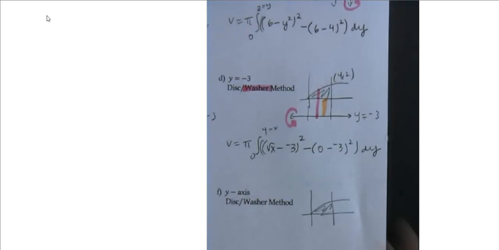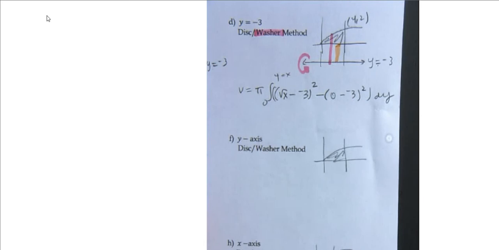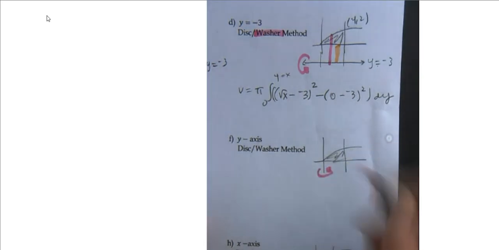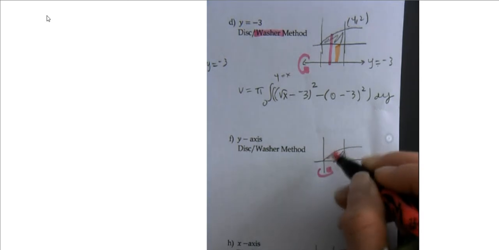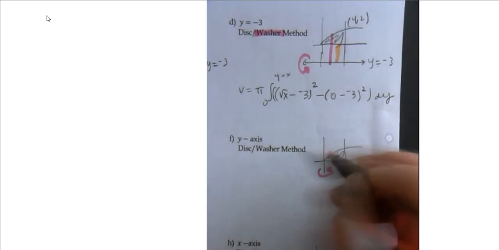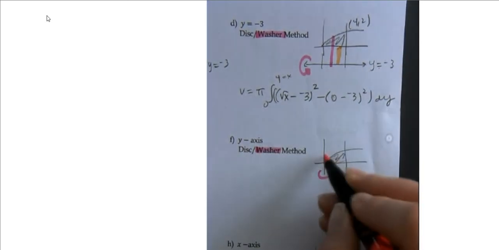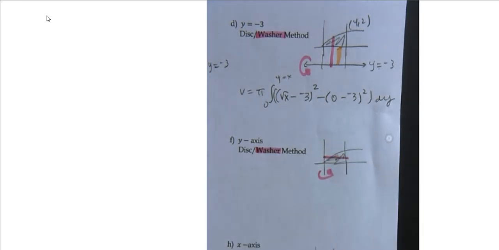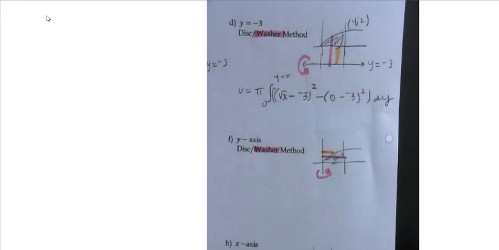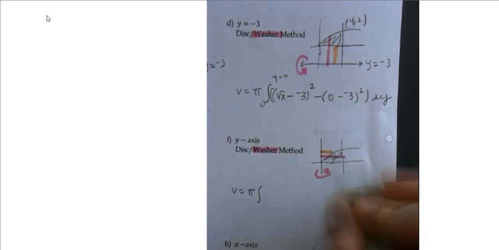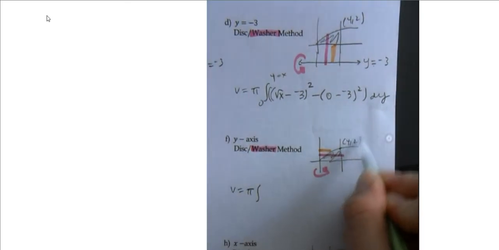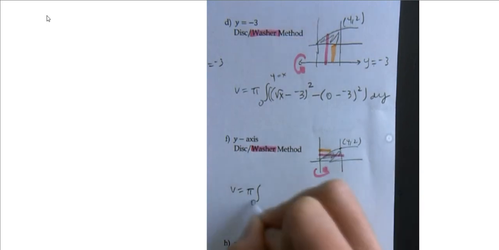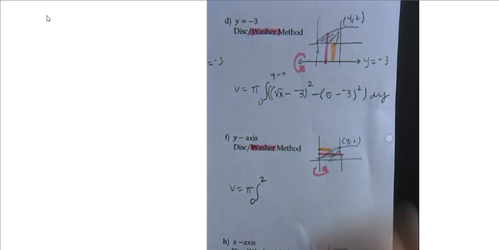Okay, y-axis. Do you see the gap between the shaded and the line of rotation? Washer again. Line of rotation, farthest border. Line of rotation, closest border. V equals pi. Look at how these are stacked up. Hit the y-axis. They go from 0 to 2. The pink, I'm sorry, these are y's.